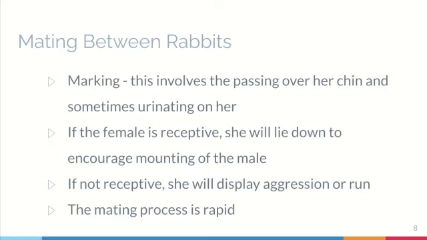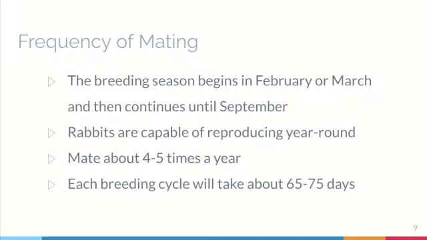If the female is receptive, she will lie down to encourage the mounting of the male. If not receptive, she will display aggression or she will run away. The mating process between rabbits is rapid.